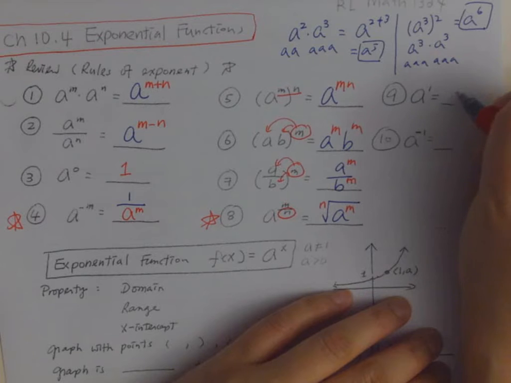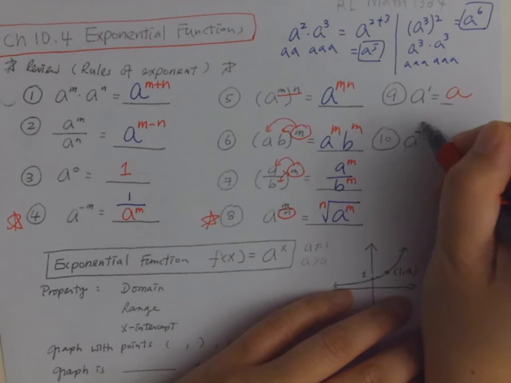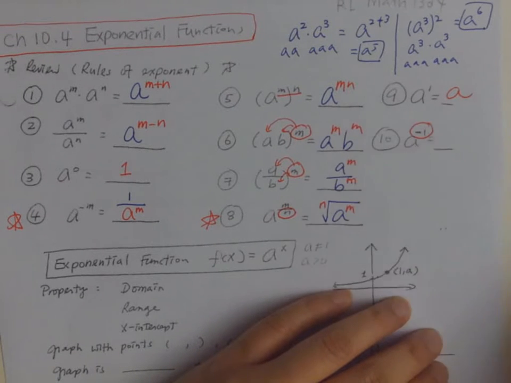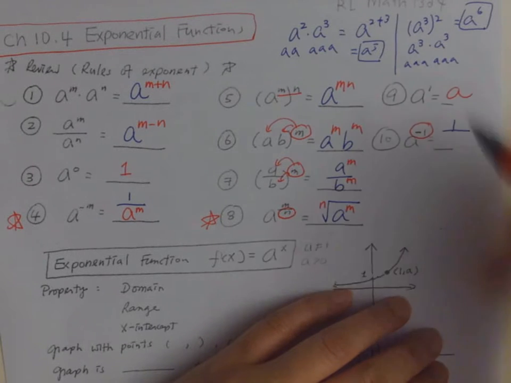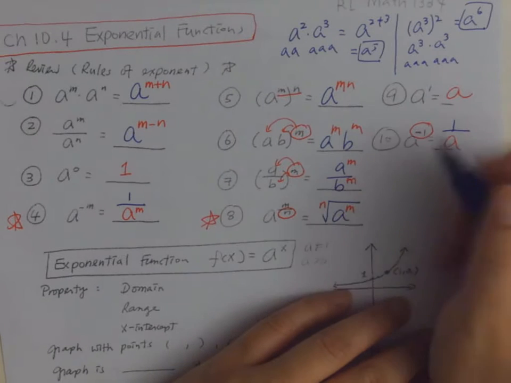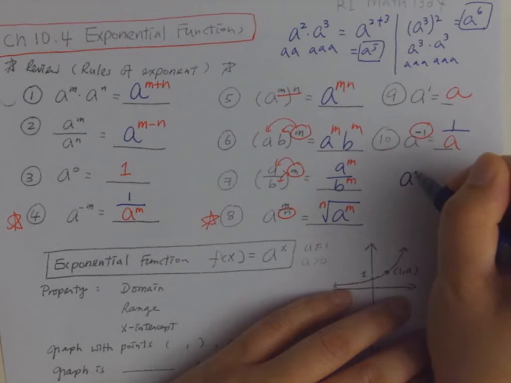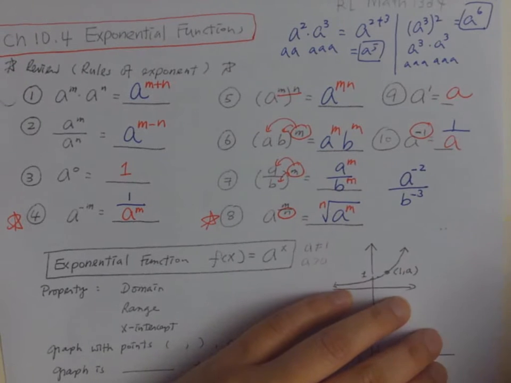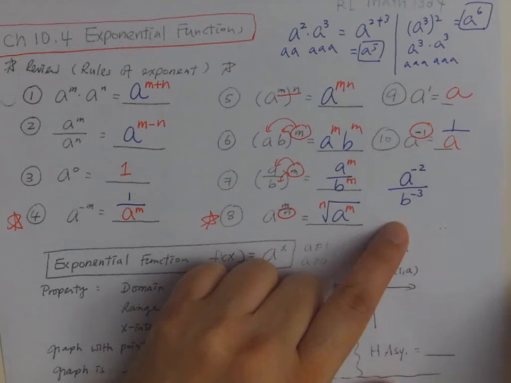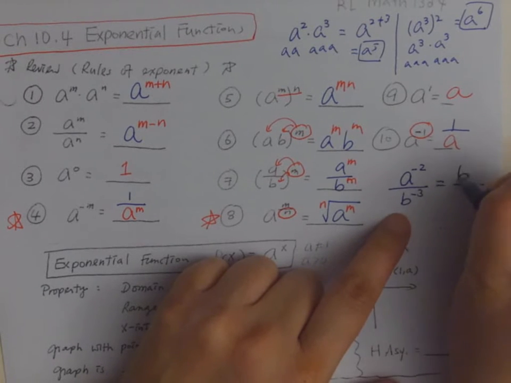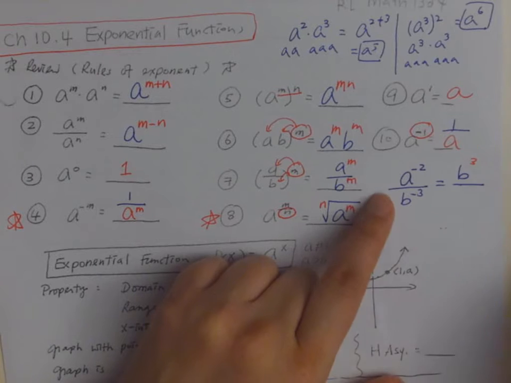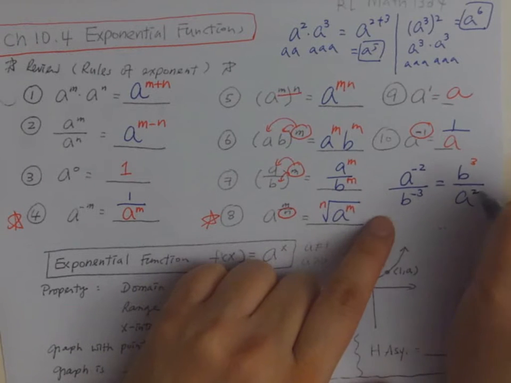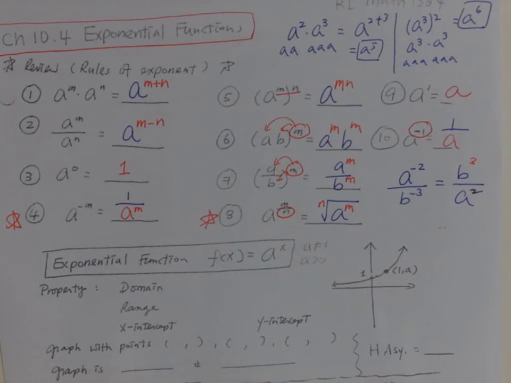Anything raised to the first power is just itself, right? And again, if you have a negative exponent, then you put 1 over, and we write that as a to the first power, just like that. Just a quick thing, if you have, say, a raised to negative 2 and b raised to negative 3, normally we don't leave negative exponents as the answer. So what you can do is move the b to the top and change it to positive, and move the a to the bottom and change that to positive, okay? So hopefully that reminded you of some of these rules.